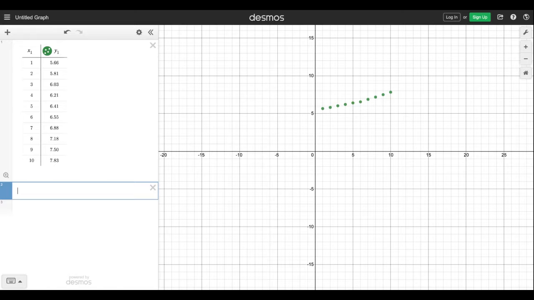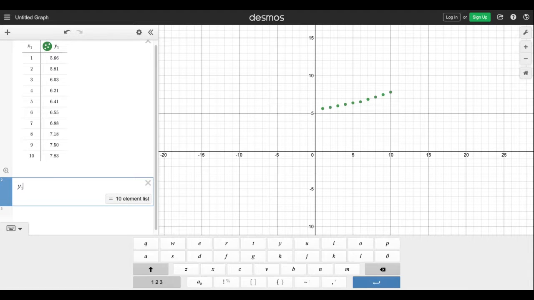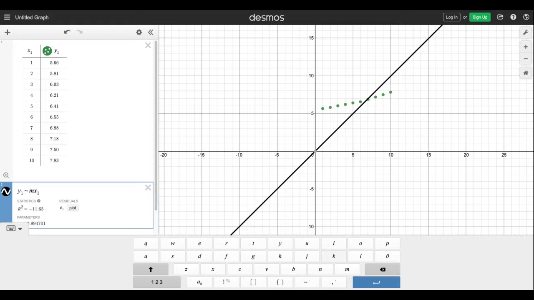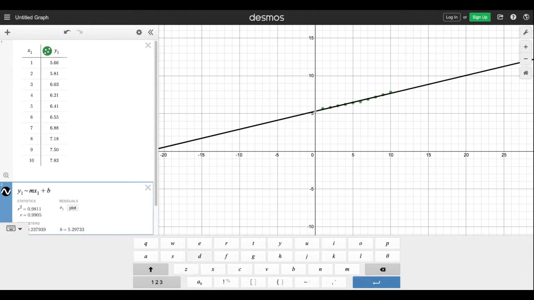But in order for the computer to know what you're doing, you have to tell it y1, because look up here in my data table, that's y1. And then we have to use a tilde symbol. What is a tilde symbol? Go down to the little keyboard, go down to ABC, and see this little squiggly line? That is called a tilde symbol. Okay, so now I have y1 is equal to tilde and then mx plus b. But remember, my x is the data table, so that really is x1 plus b. And then I'm just going to find plus b, and there is my equation.